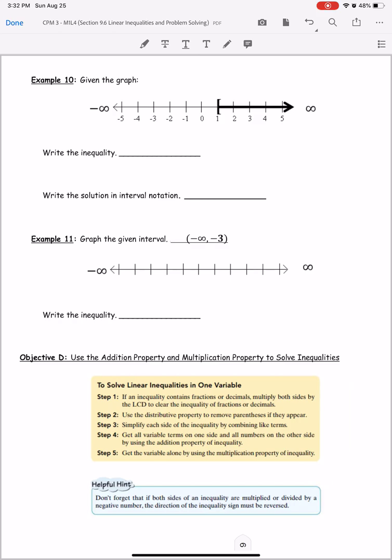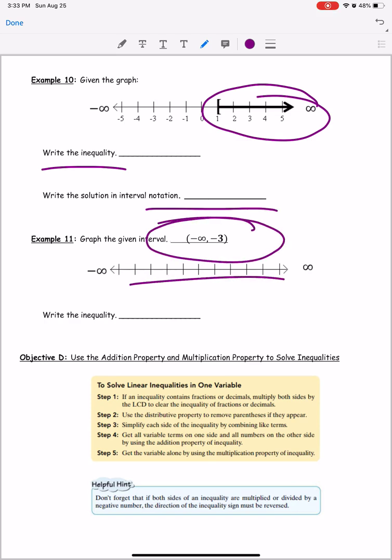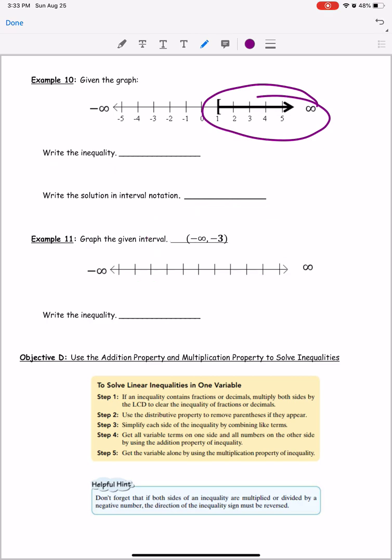Okay, now 10 and 11 are a little bit different. They're giving me something. Like this one's giving me the graph. I'm writing the inequality and interval notation. This one's giving me interval notation, and I'm graphing and writing the inequality. So it's kind of the same as the other one. They're giving me one piece of information. I'm writing the other two. So I almost think writing the inequality is harder. So I'm going to start with this interval notation.